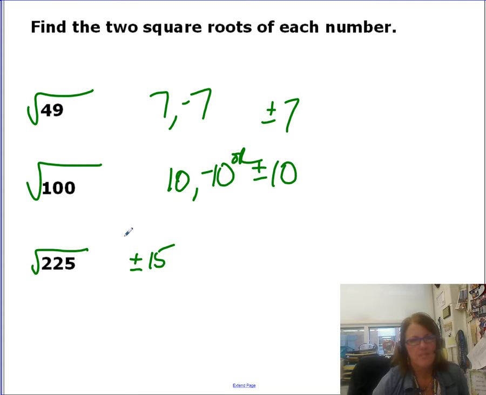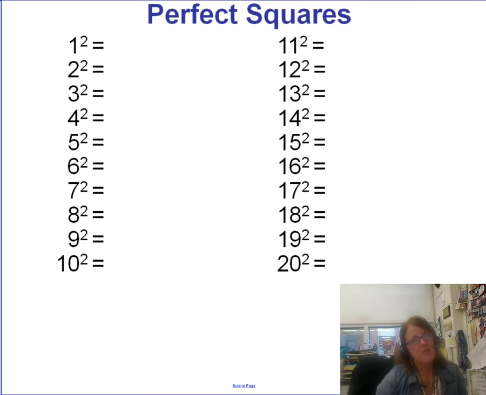Positive or -15. There you go. Okay, so you're getting the hang of this. If they ask for 2, give both the positive and -1. But most of the time, I just want the positive one.